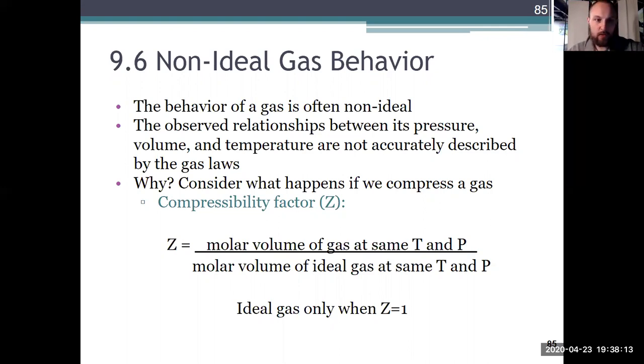In fact, we can only truly use the ideal gas law to get perfect answers if we have a compressibility factor of 1. The compressibility factor, Z, you see the calculation there on the bottom, is equal to the molar volume of the gas at temperature and pressure versus the molar volume of an ideal gas. If we're thinking about standard temperature and pressure, we know that the molar volume of an ideal gas is 22.4, the standard molar volume. So if our true gas is anything but 22.4, then Z is not equal to 1. That means it's not ideal.